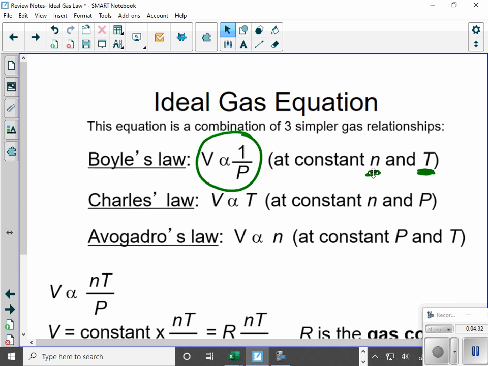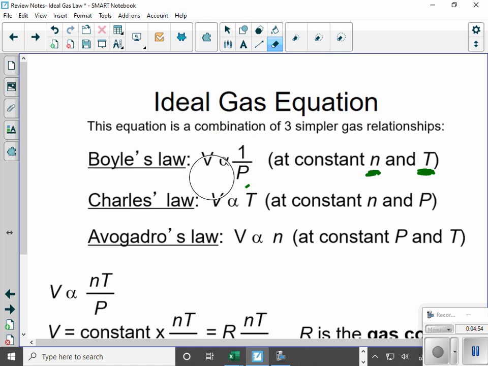If I would let up on the pressure and make it less, it would get bigger. So that's the whole idea there, the inversely proportional. As the pressure increases, the volume decreases and vice versa. As the volume would increase, the pressure would be decreasing.